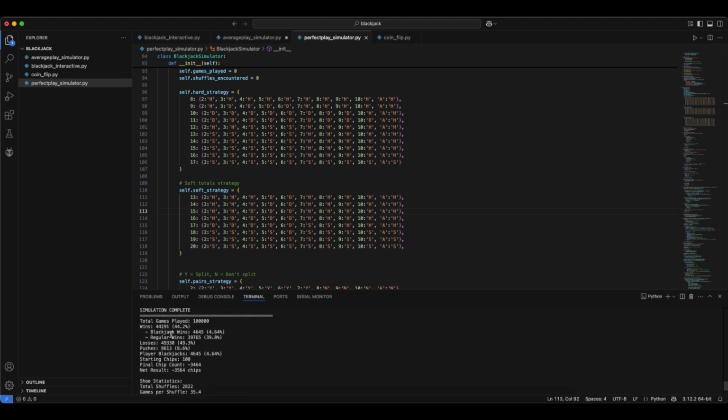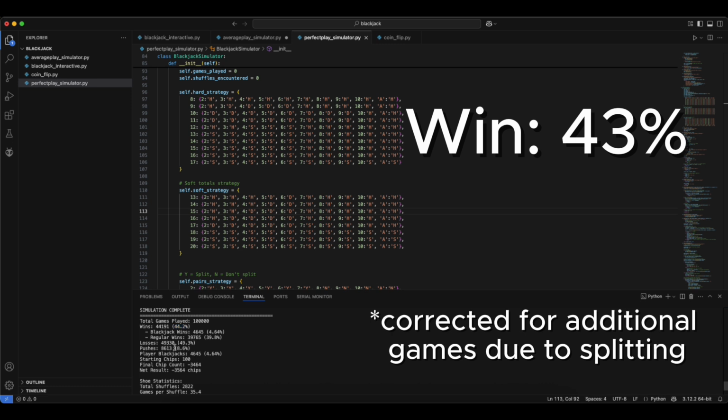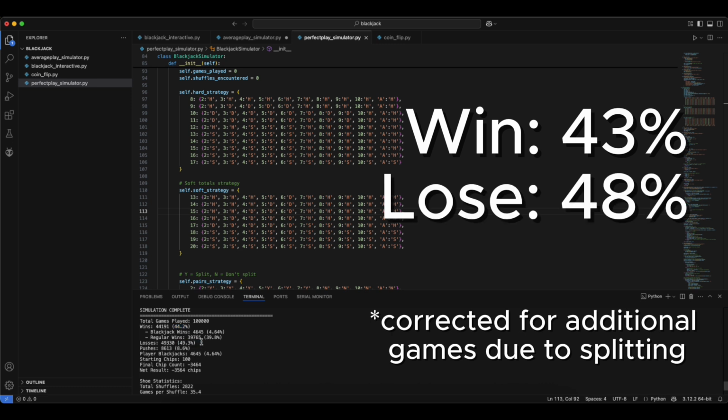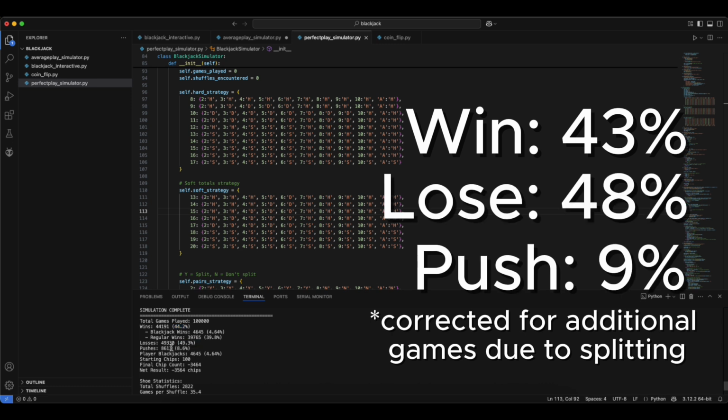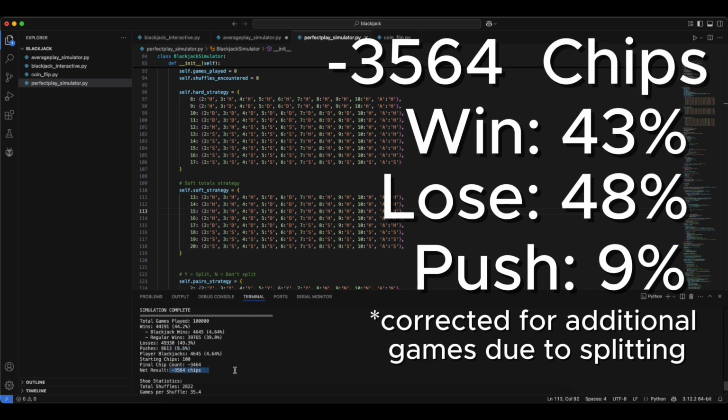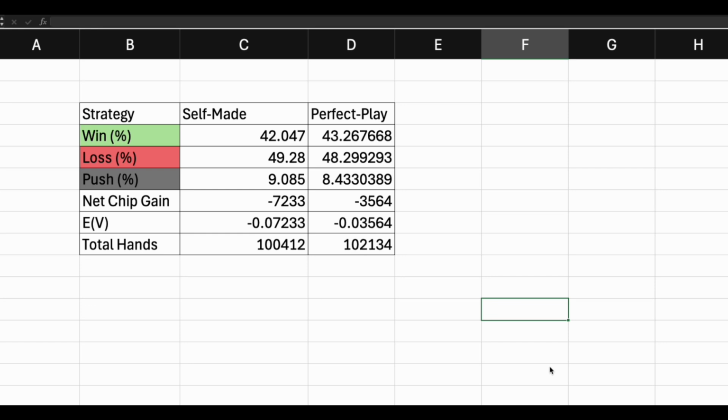As you can see, we have a win percentage of 44.2%, a loss percentage of 49.3%, and a push percentage of 8.6%, with a net result of negative 3,564 chips. Adding these results into Excel, with the perfect play strategy table, win percentage increased by just over 1%, with loss and push percentage decreasing slightly. However, the net chips lost is almost halved, only losing around 3.5 cents for every dollar bet.